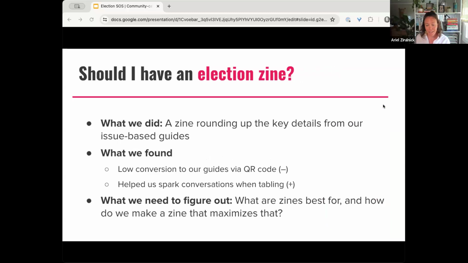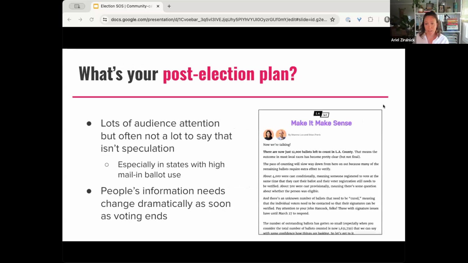Should I have an election zine? This is a question that is coming up more and more often. We've done this at LAist. I can talk more about this in the chat or in a call after the fact, but we did a zine for the first time in 2024, rounding up the key details from the issue-based guides that Brie mentioned. What we found, low conversion to our guides via QR codes, but it helped us spark conversations with tabling, and so it added a lot of value there. The question that LAist is asking now is, what are zines best for, and how do we make a zine that maximizes that?